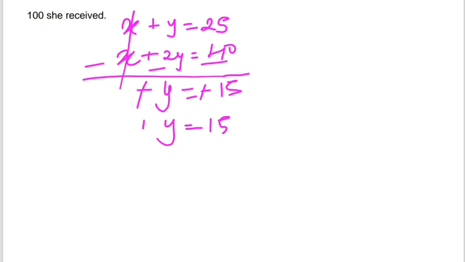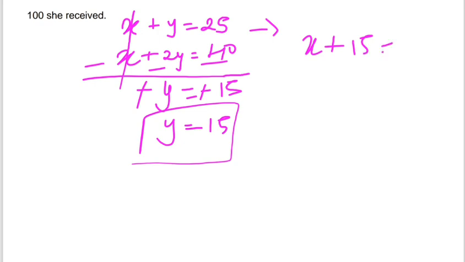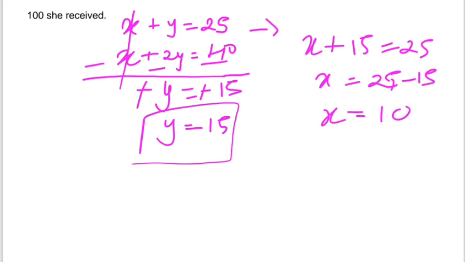So let's put the value of y in the first equation. So x plus 15 is equal to 25. Taking 15 to that side, 25 minus 15. So x is equal to 10. So we got the x and y values.